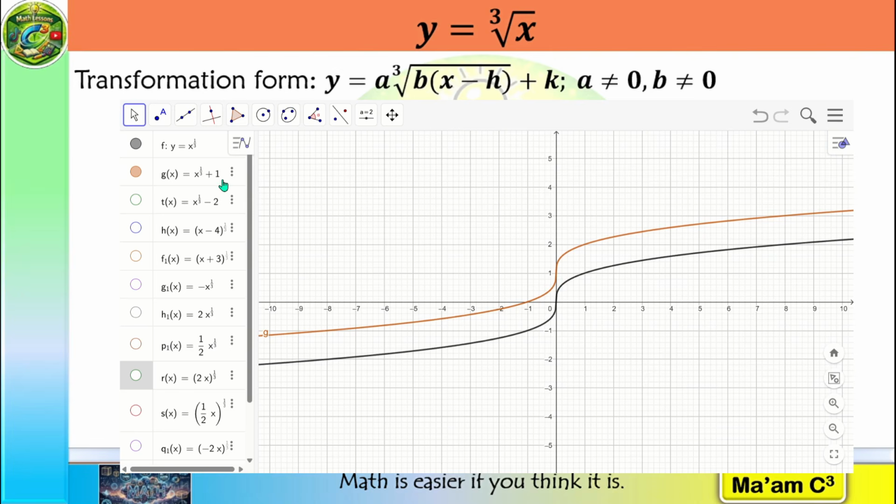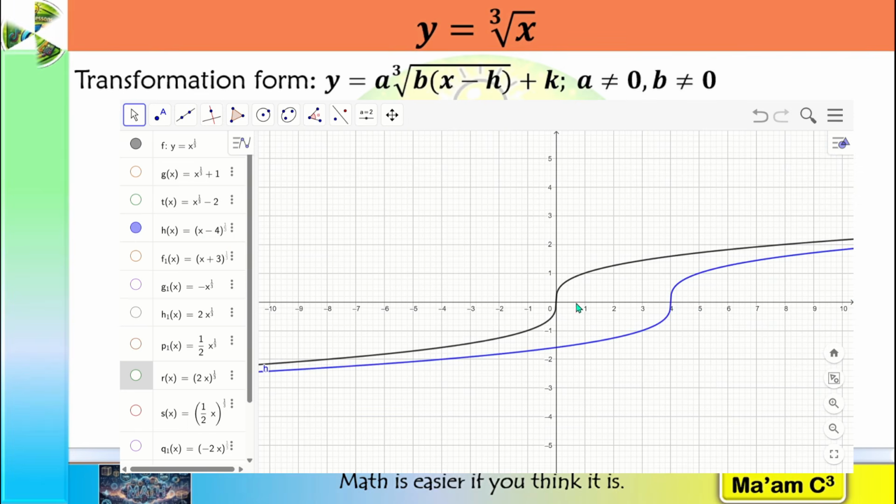If instead of positive 1, I made it negative 2, what happened? The graph moves 2 units down. So that is the vertical shift. Now, what if I change my x to quantity x minus 4? Take a look what will happen to the graph. It will move 4 units to the right.